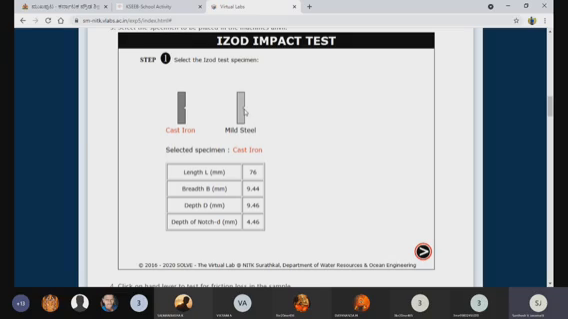This is the preparation of the Izod test. Keep it in mind: 75 mm overall length of the sample, thickness 10 by 10, and groove depth 2 mm.